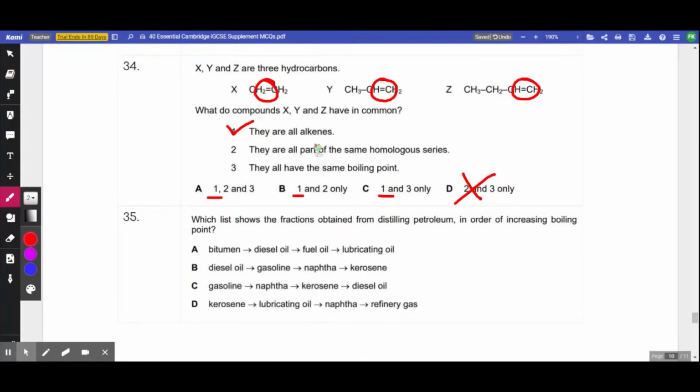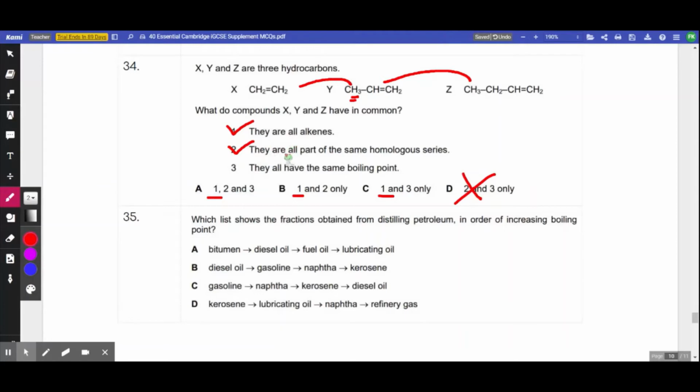Now, are they differing in a sense that if you have one of the hydrogens in X replaced by a CH3, is that true? Well, the answer is yes. So they're definitely the same homologous series. Now, if we replaced that hydrogen with a CH3, would we get Z? The answer is yes. So they are all part of the same homologous series.